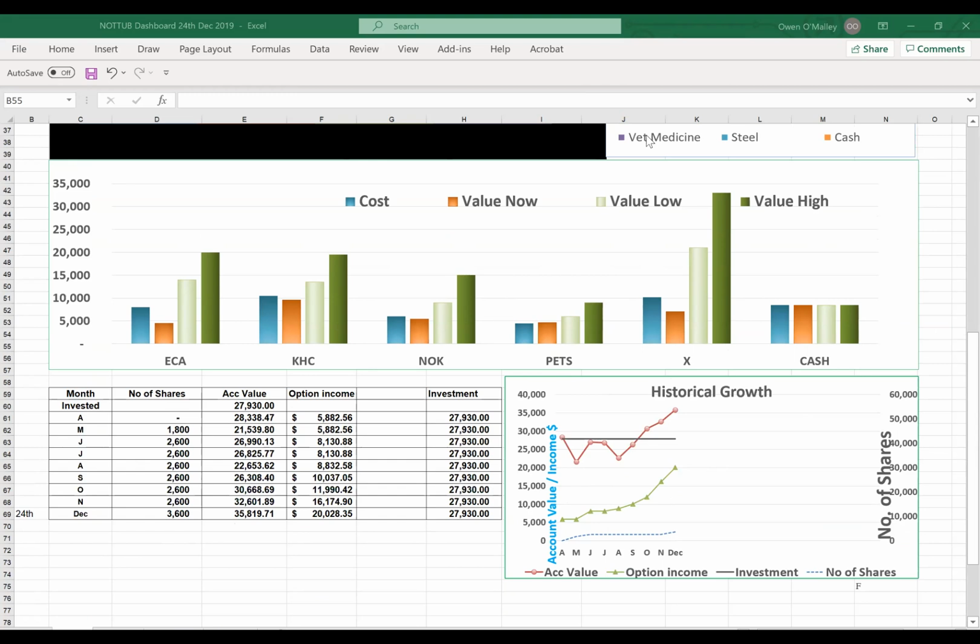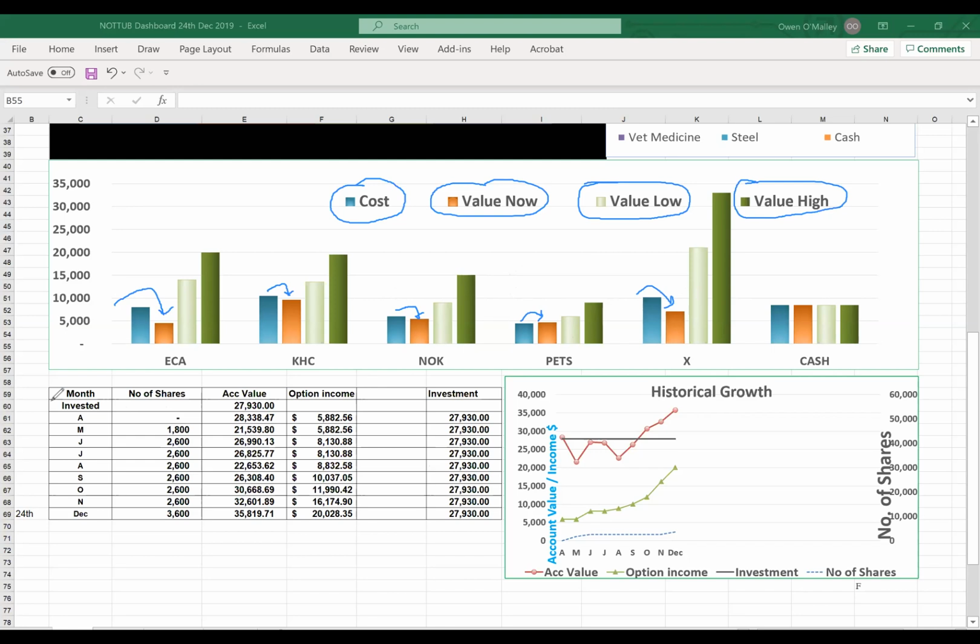What we're looking at here is the blue bar represents the cost of the shares, the orange bar represents the value now, the light green bar represents the conservative 3 to 5 year forecast by Value Line, and the dark green bar represents a high forecast. So you can see that even though ECA has gone down since it's been purchased, Kraft Heinz has gone down slightly, Nokia has gone down slightly, Pets has gone up only ever so slightly, US Steel has gone down. So even though 4 of the 5 positions have dropped in value, the overall account is up 28%.